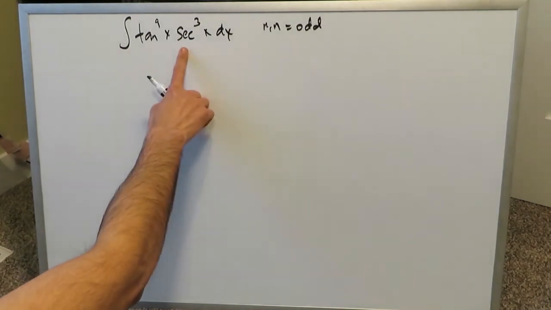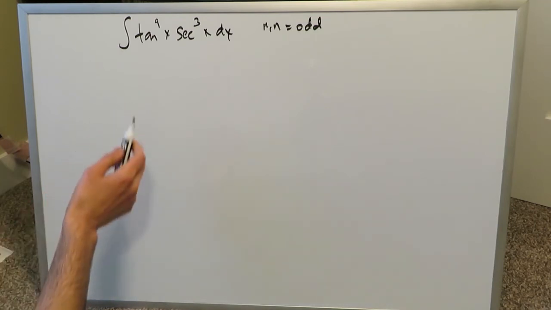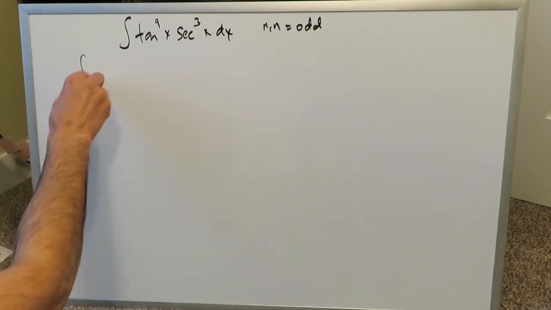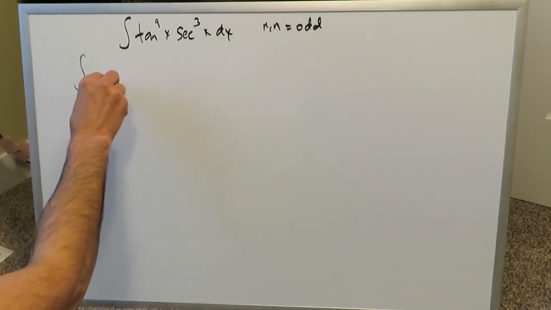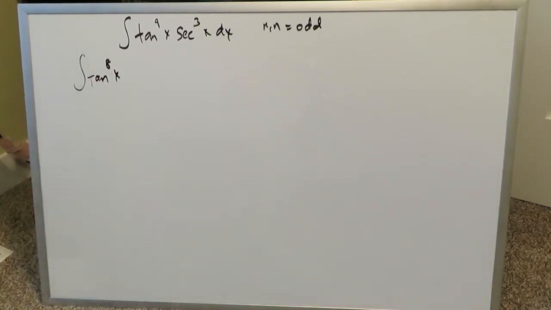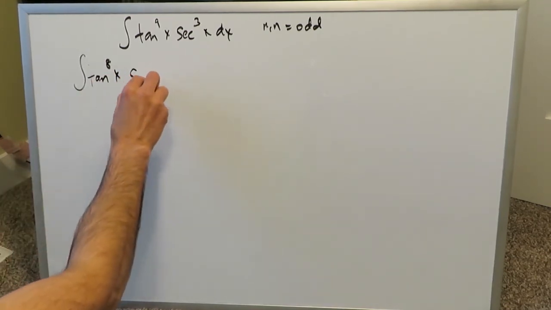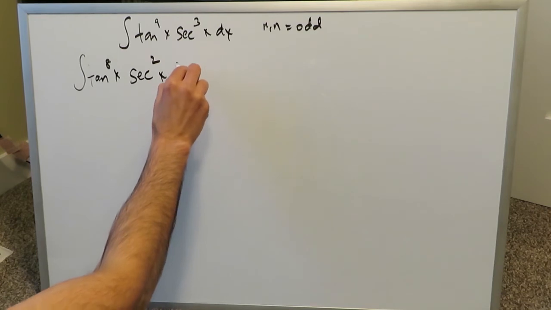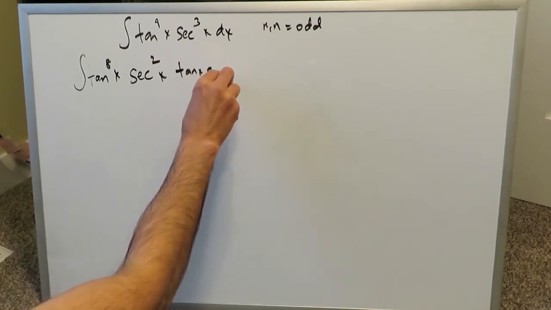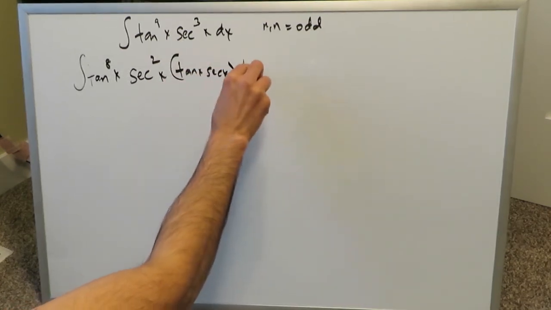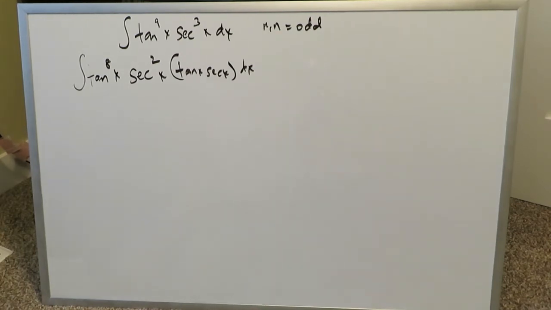When you're looking at something of this form with odd exponents, you want to pluck out a secant x and a tan x from the very beginning and rewrite your function to reflect that. The 9 becomes an 8, the secant cube becomes a secant square x, and then you've plucked out a tan x and a secant x, and that's the very first step of your procedure and the whole process over here.